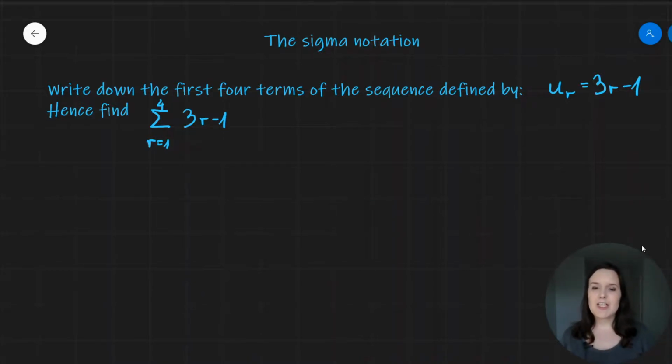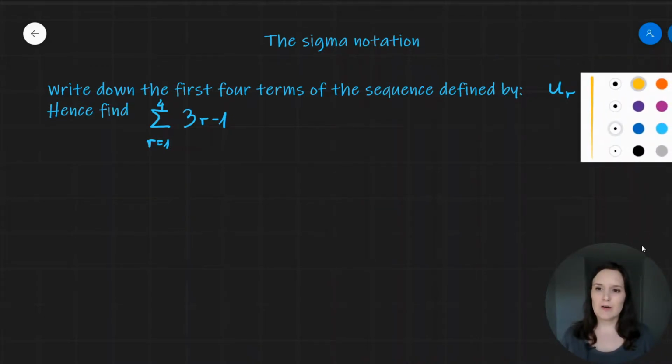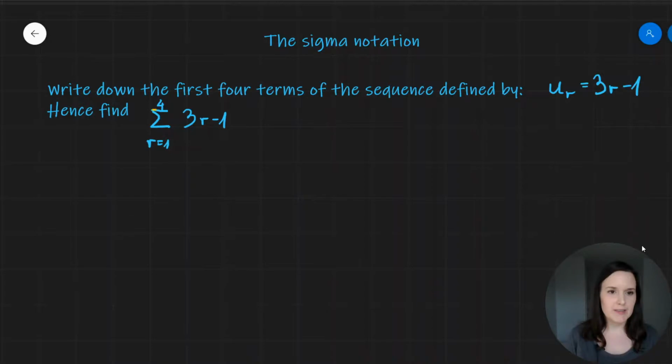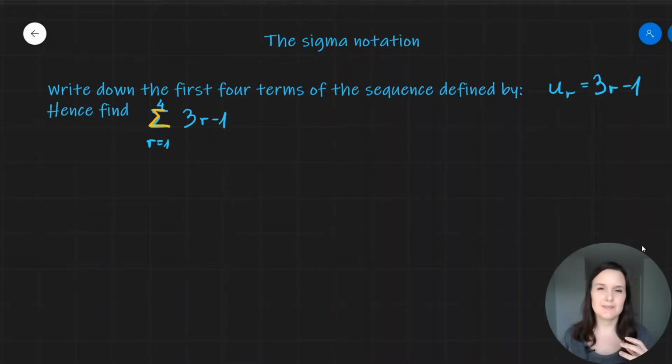The sigma notation is all about the sum. So that's how I remember it. This symbol, the sigma notation, means add the sum. So let's go through an example to understand what we have to add. We add the terms of a sequence.